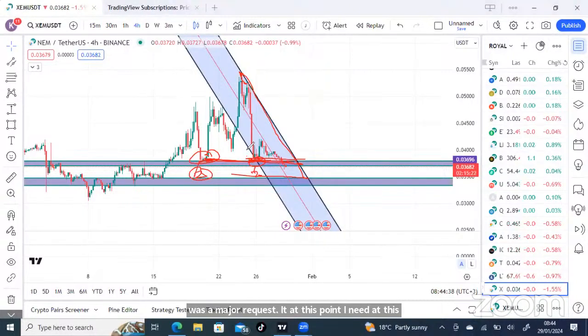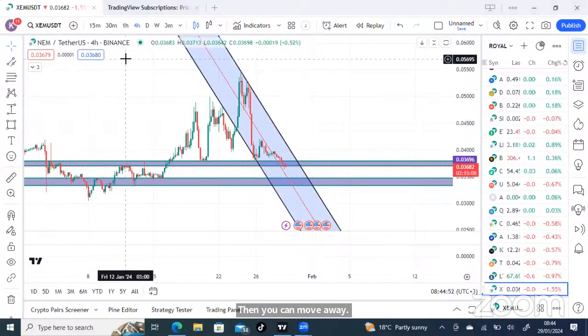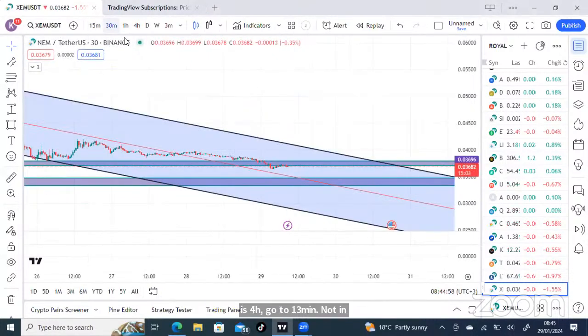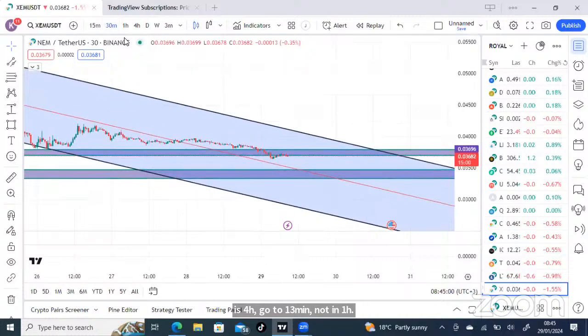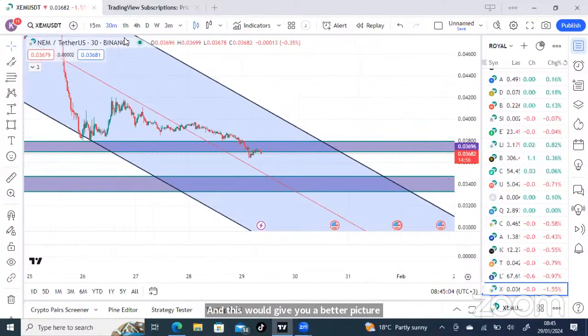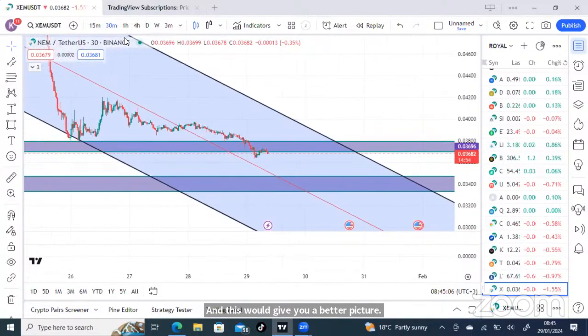But I don't know what happened. Maybe it needed some fundamental analysis. Then you can move away. You can move away from the 4-hour time frame. Then you go, if it is 4 hours, go to 30 minutes, not 1 hour. And this could give you a better picture of what is happening with this particular coin you are trading.